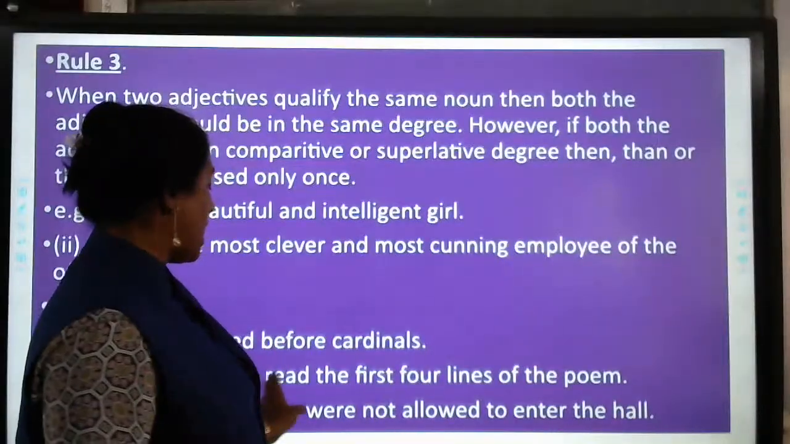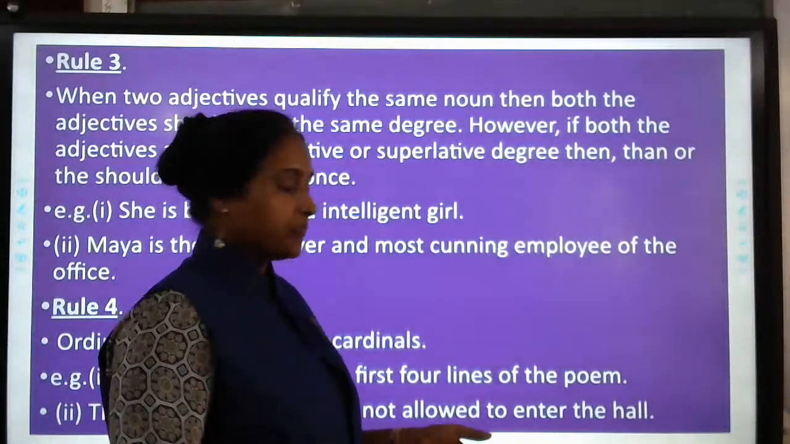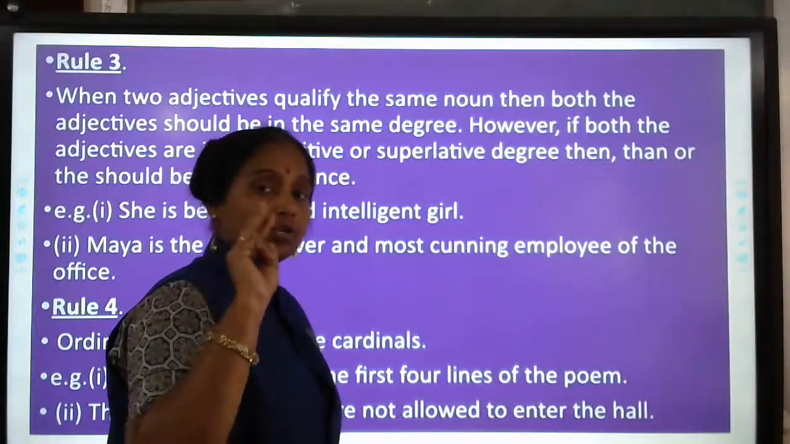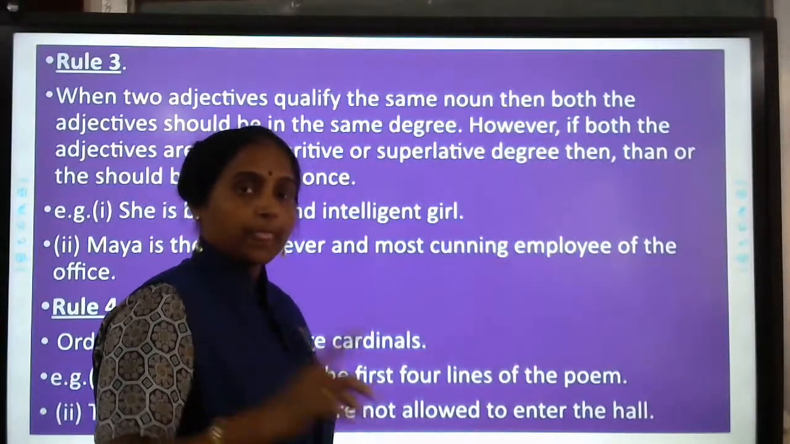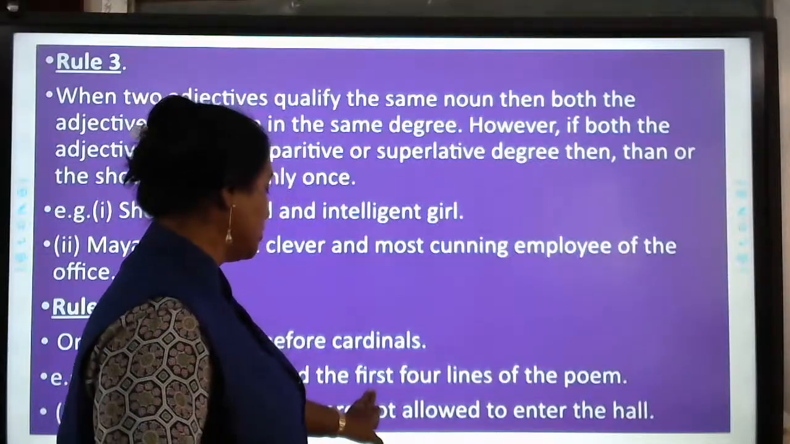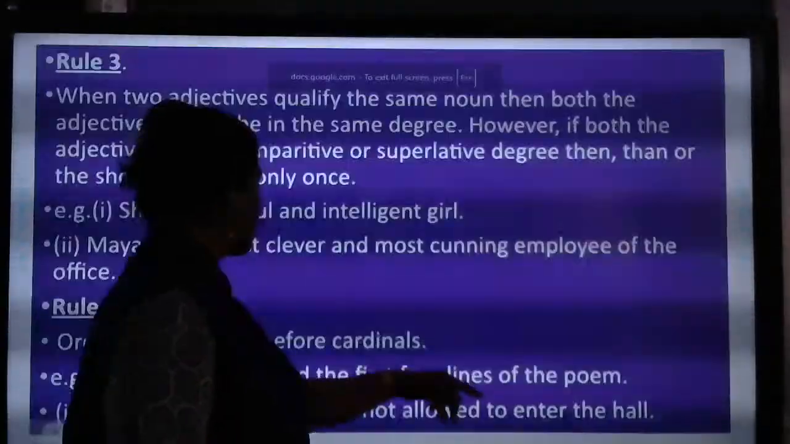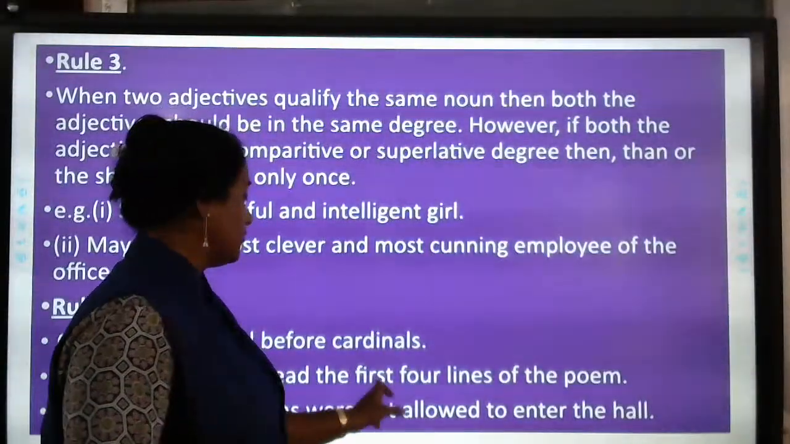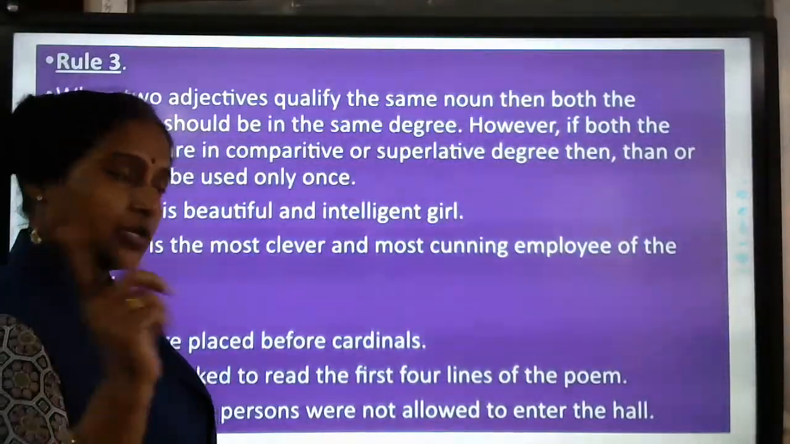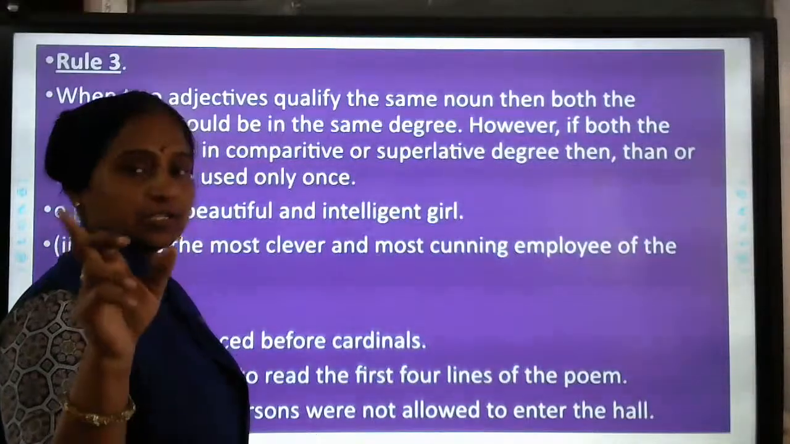I have asked to read. So, what did I ask to read? First four lines, first and four. These two numbers are used here. But first is the ordinal, so it will come first and then four. See here. Read the first four lines of the poem. So first four. First word must be there and then four. For first line, it is wrong.